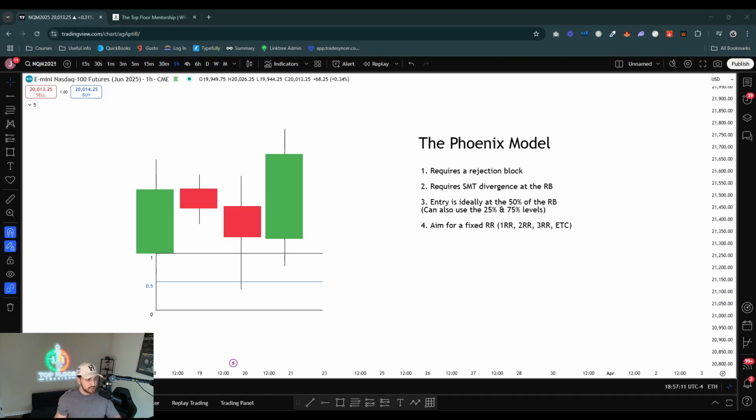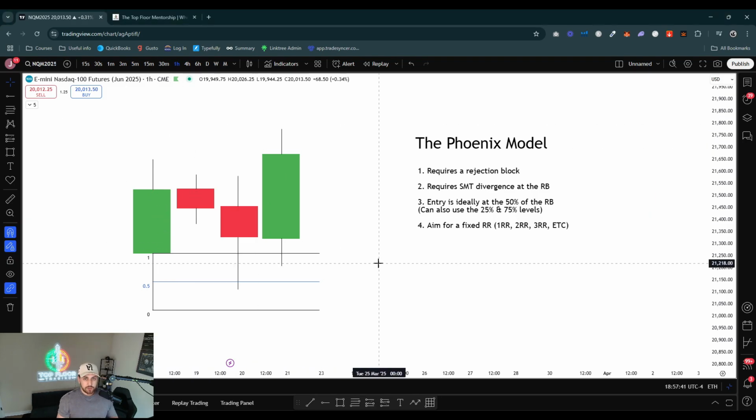But all it requires is a rejection block and an SMT divergence at the rejection block. Now, some of you guys have probably heard of rejection blocks. Some of you guys have probably not heard of rejection blocks. Simply put, a rejection block is a very long wick. So for a bullish rejection block, it's a very long bottom wick on a bullish candle. And for a bearish rejection block, it's the very long wick on the top of a bearish candle.